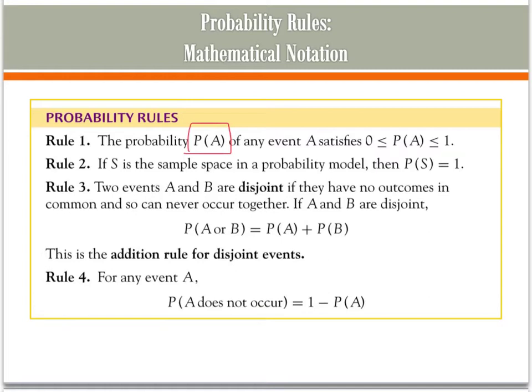Rule 3 says if two events are disjoint, that means they have no outcomes in common. They can never occur together. So the probability of one or the other is the probability of one plus the probability of the other. We call that the addition rule for disjoint events. And for any event, the probability that it does not occur is 1 minus the probability that it does occur.